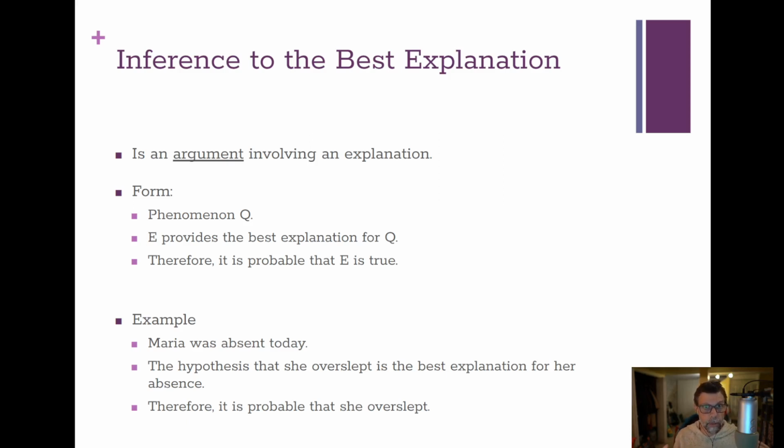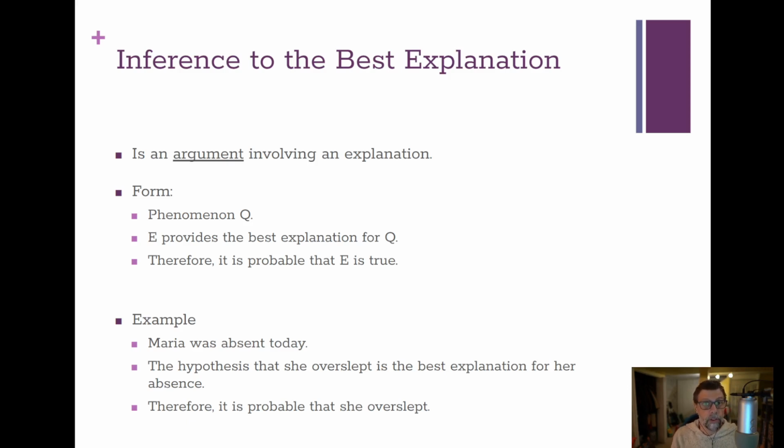So we have some phenomenon Q, Horton's car is on fire, let's say, and maybe the Joe strike a match theory is the best explanation for my car being on fire. Well, then we might infer that that explanation is probably true. Key word is probably.